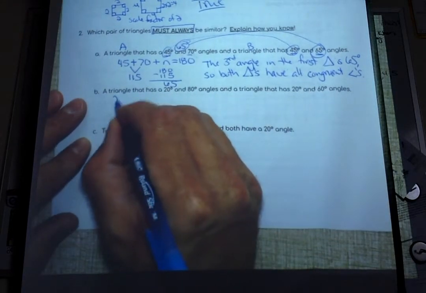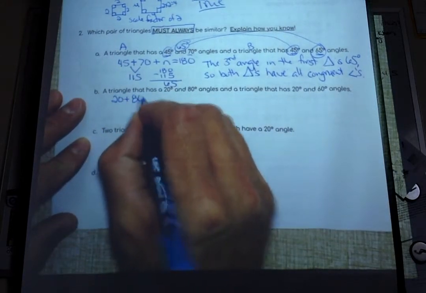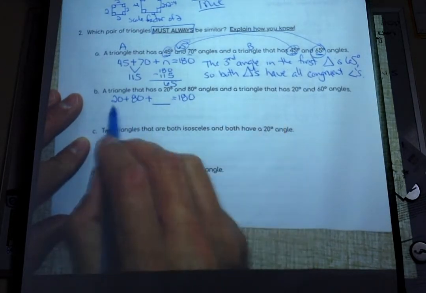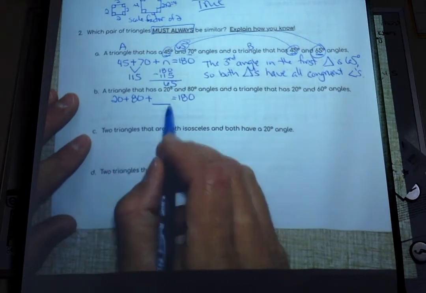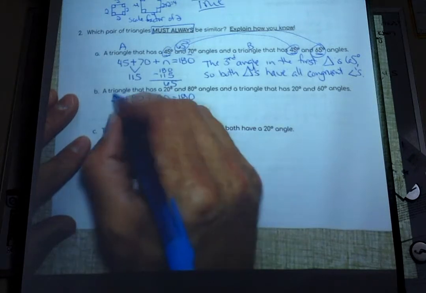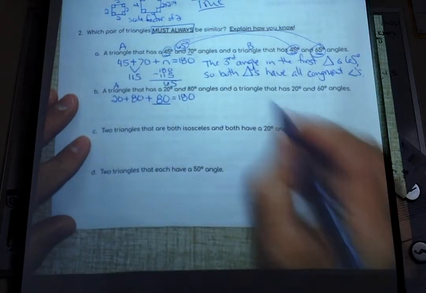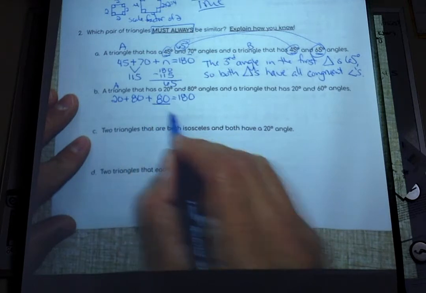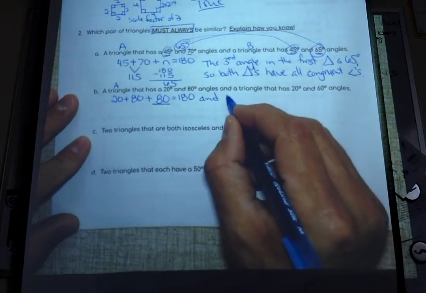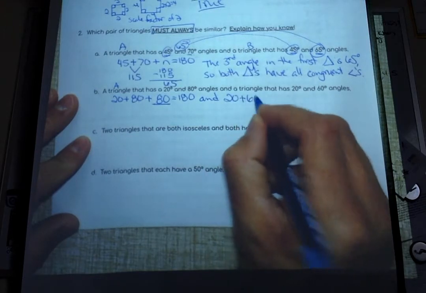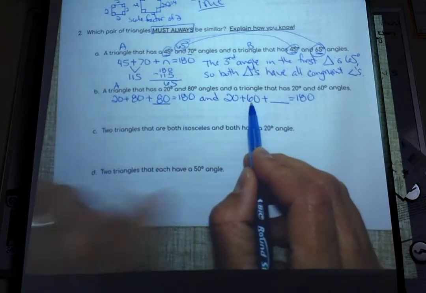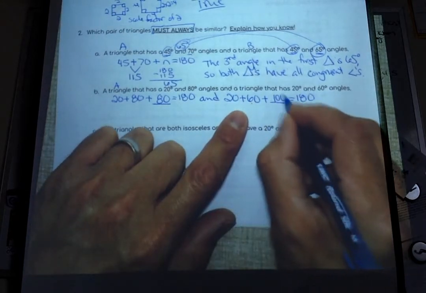So I'm going to go 20 plus 80 plus blank has to equal 180. Well, 20 plus 80 is 100. We need 80 more. So our three angles for triangle A will be 20, 80, and 80. And then for triangle B, it has to be 20 plus 60 plus blank equals 180. Well, 20 plus 60 is 80, so we need 100 more. So that'll be our third angle.